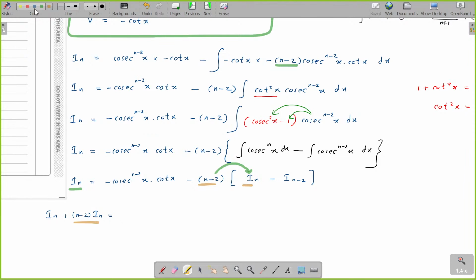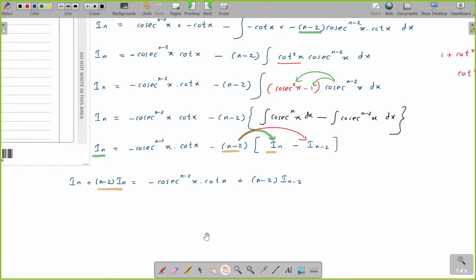Okay, and then this is equal to minus cosec^(n-2)x cot x. Over here now just be cautious because you are going to open the bracket with n minus 2. Minus (n minus 2) into minus I_(n-2) will be minus into minus, because you are going to expand this bracket with this term, right? This term I have taken to the other side already. So this one, I will take minus (n minus 2) into minus I_(n-2), which will be plus (n minus 2) times I_(n-2). Okay? Yeah. So now let's simplify this over here.